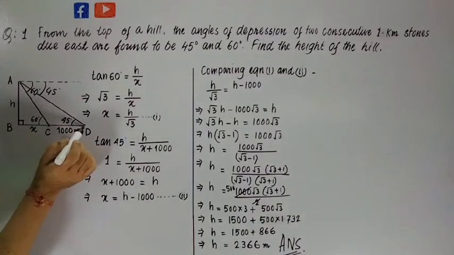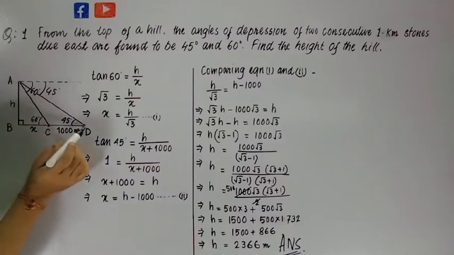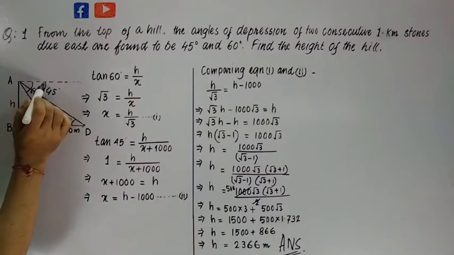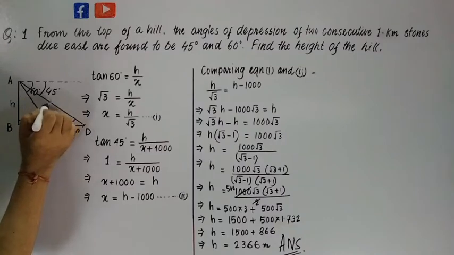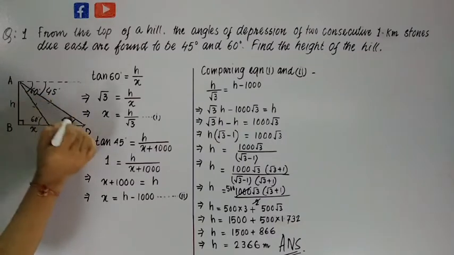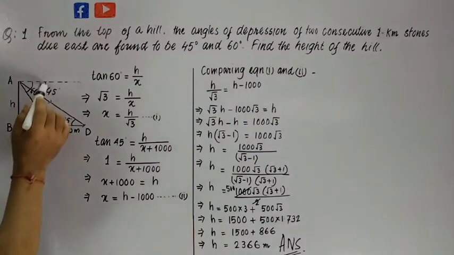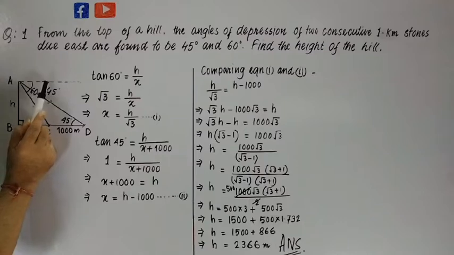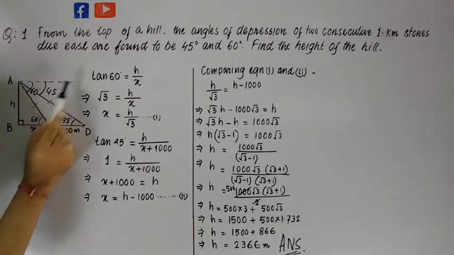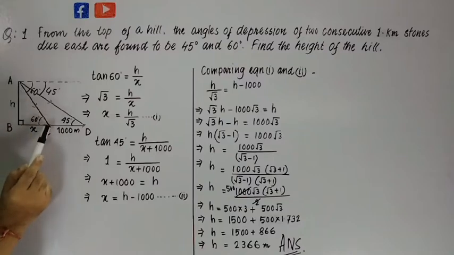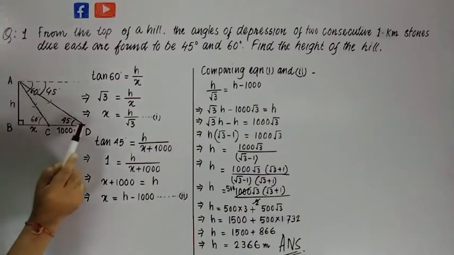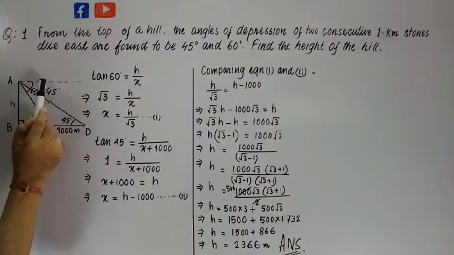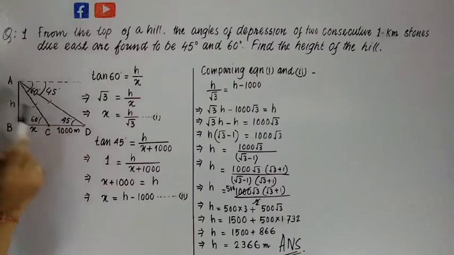And this is the second stone. Join this with this, and the angle formed between this line of sight and the horizontal line is 45 degree. So, remember that this angle must be equal to this angle. Why? Because they are alternate angles. This angle is alternate to this angle, because these are parallel and this is the first transversal. So, this angle is alternate to this angle, and these are parallel and this is the second transversal. So, this angle is equal to this angle, alternate angles.